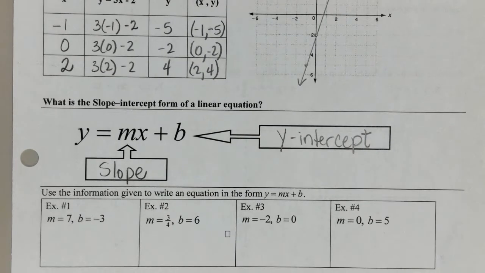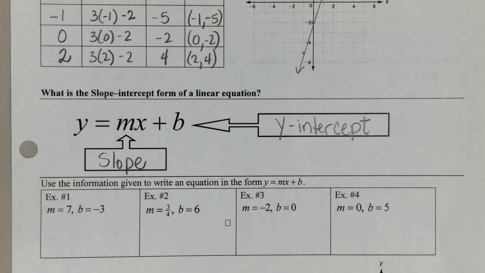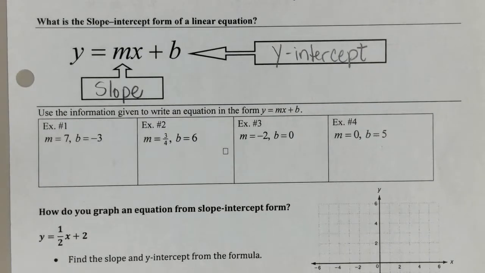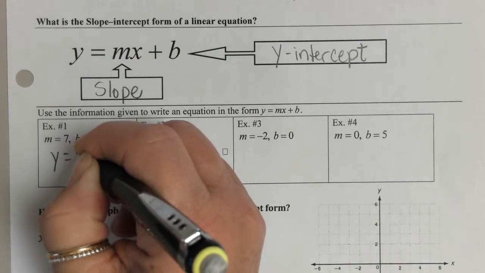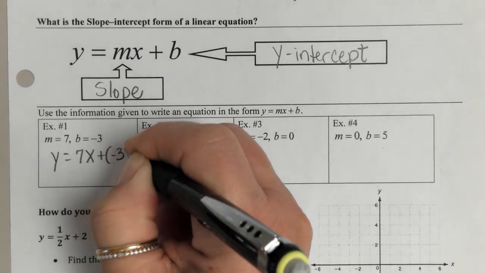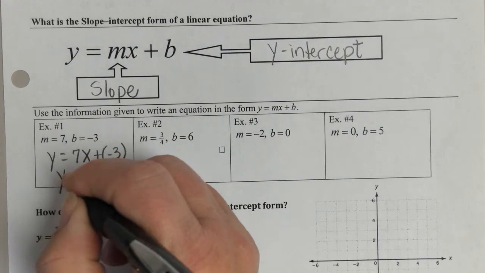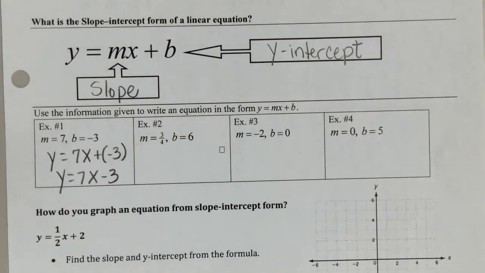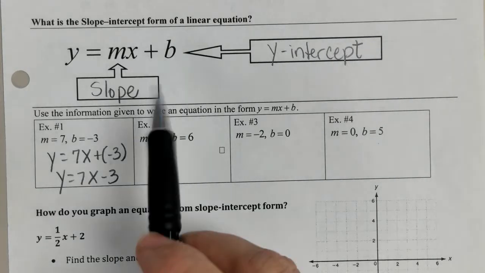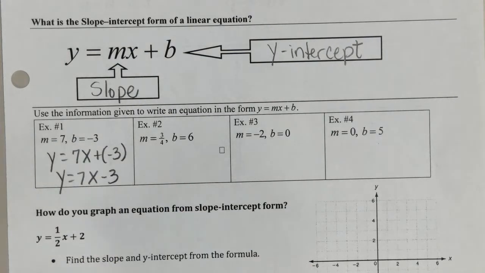It asks you to use the given information to write an equation that's in slope-intercept form. So all you have to do is take what they give you for m and substitute it in, and take what they give you for b and also substitute it in. Now, we're not going to leave it like that. We're going to simplify this equation to simply read 7x minus 3. So you wouldn't leave the two signs together. Whenever your y-intercept is negative, it's going to change that y equals mx plus b to a minus equation.